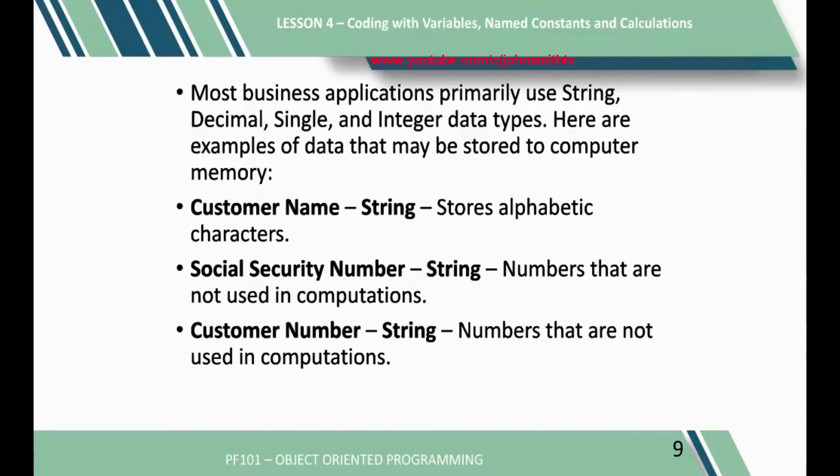Customer number, string: numbers that are not used in computations. Balance due, decimal: used in calculations and often requires a decimal point to separate dollars and cents. Quantity in inventory, integer or short: selection depends on how large the quantity in inventory will be, but the quantity is usually a whole number. Sales tax rate, single or decimal: used to store a percentage value, also used for scientific calculations.